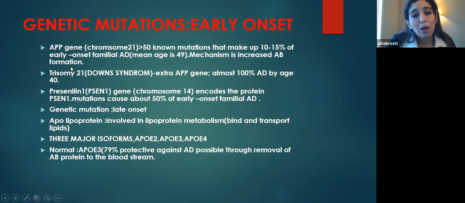So the patient who has Down syndrome has an extra APP gene, so almost 100% get Alzheimer's disease by age 40.